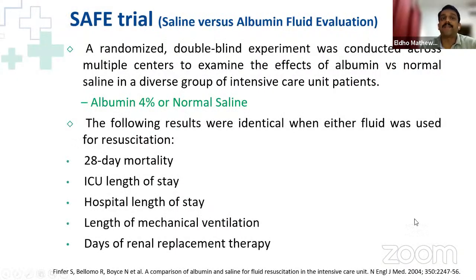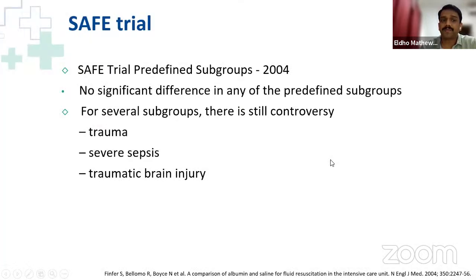So coming to the landmark trials in fluids. The SAFE trial, conducted in 2004, compared saline versus albumin for fluid resuscitation. It was a randomized controlled trial conducted in centers internationally, and they examined the effect of 4% albumin versus normal saline. They couldn't find any difference in the findings, and the results were identical in 28-day mortality, ICU length of stay, hospital length of stay, length of mechanical ventilation, and days of renal replacement therapy. Some discrepancies and controversies existed in trauma, severe sepsis, and brain injury cases, but there was no significant difference in any of the predefined subgroups, which include trauma, severe sepsis, and traumatic brain injury.